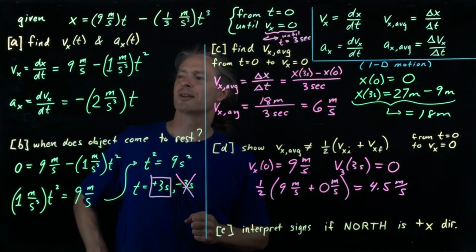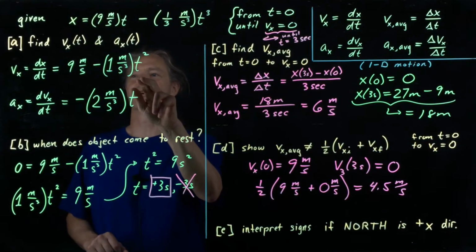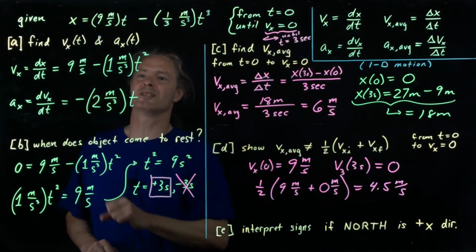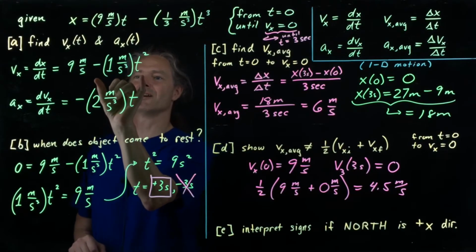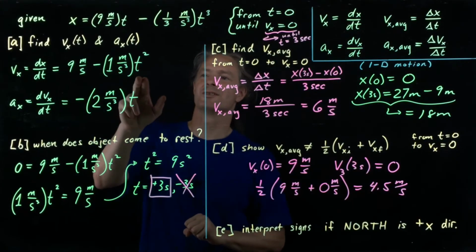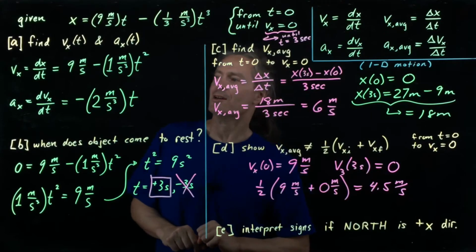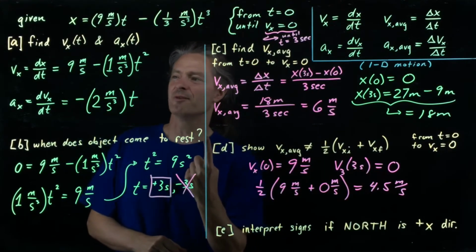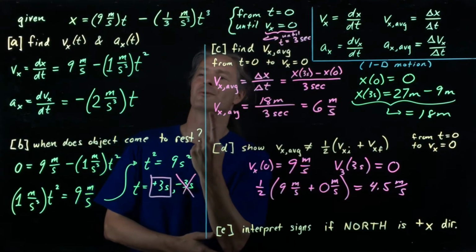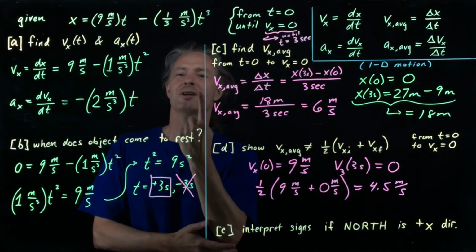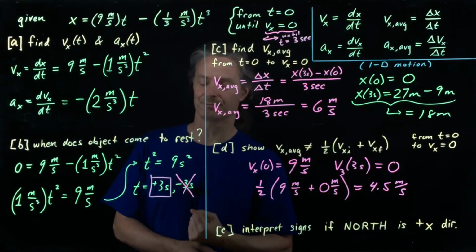Okay, so let's look at the velocity and acceleration functions. At time 0, the velocity is positive 9 meters per second. And then with increasing time, we subtract off ever larger amounts, until at t equals 3 seconds, we're subtracting off 9 meters per second. So the velocity starts out north at 9 meters per second, and it continues to be to the north until t equals 3 seconds. So it's northward, but then less and less northward. So it's traveling to the north, but slowing down.